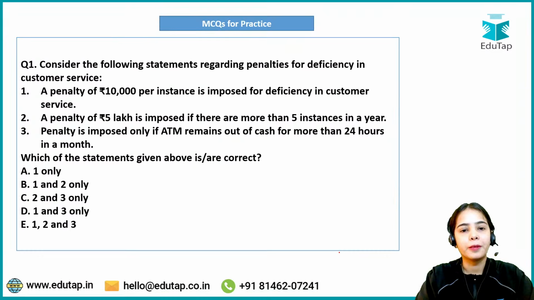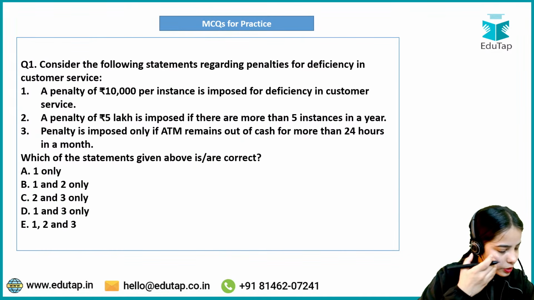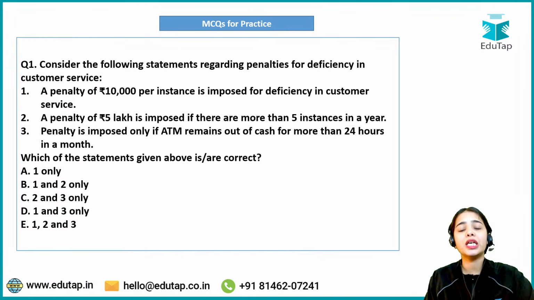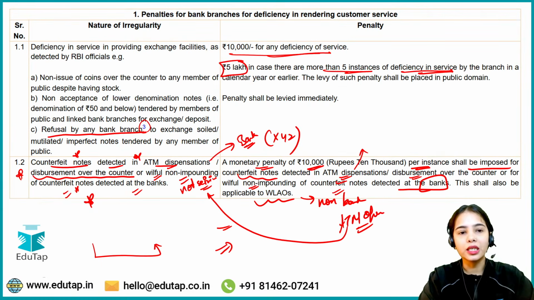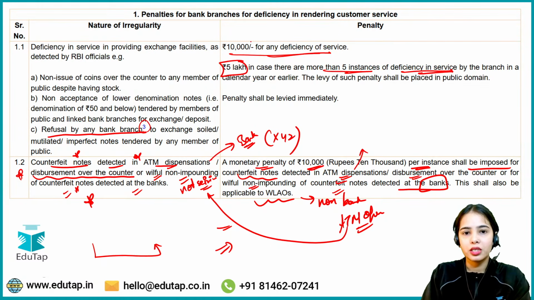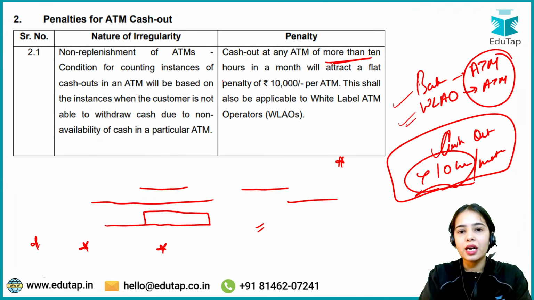Okay, so this is the idea. Now what are the questions? Do we have to remember all the numbers? Do we have to cram everything? See, I will suggest some points on how you can remember the data. In the case of penalty for bank branches, 10,000 is the main data that you have to remember, and the 5 lakh. Okay. Next, when it comes to the ATM cash-out, 10,000 is the data.